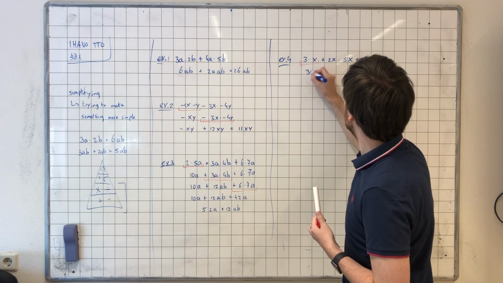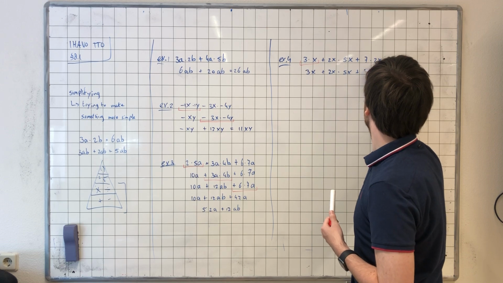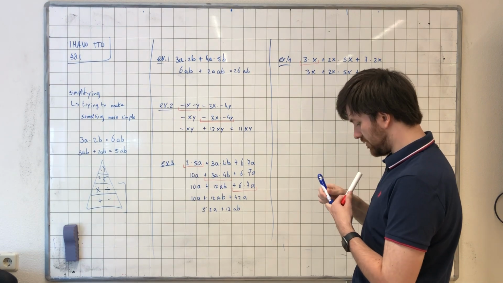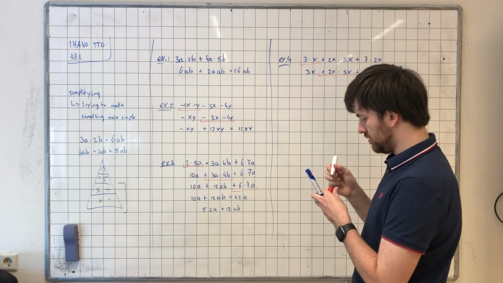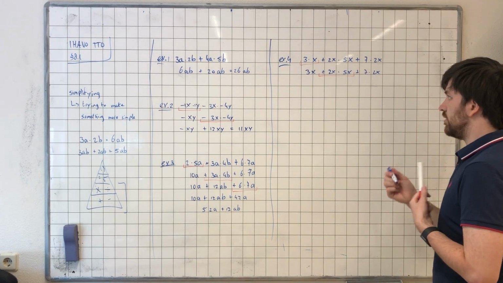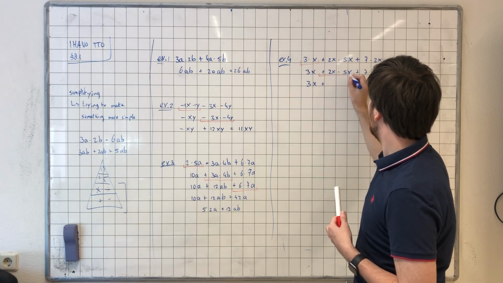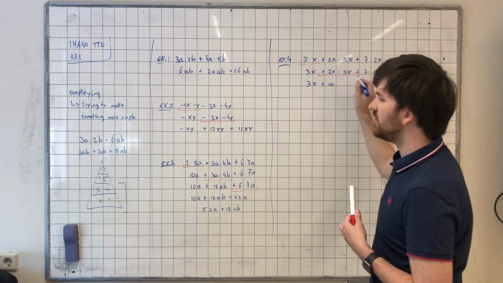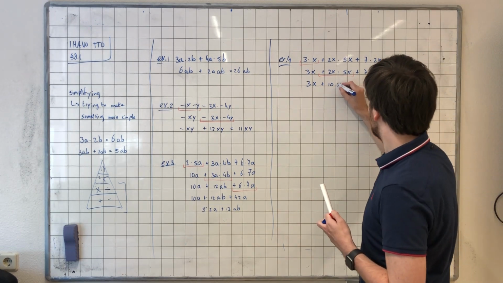That's just 3x. You can do this a little bit faster, but for now I'll be writing down every single step just to make sure you can follow what I'm doing. Or hopefully you are able to. 5 times 2 is 10. X times x. Well, you could write down x, but that is x squared, of course.